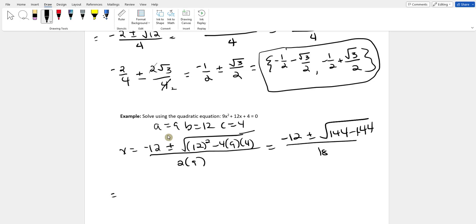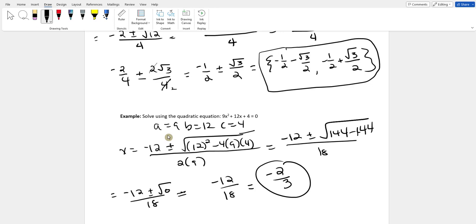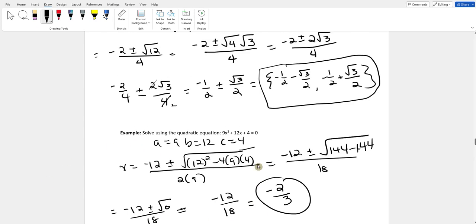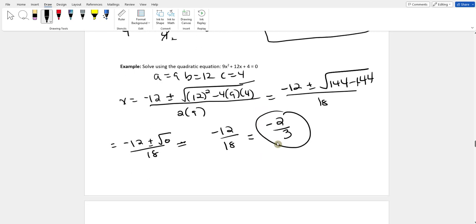Well, we know that 144 minus 144 is just going to be 0, and the square root of 0 is just 0. So this leaves me with negative 12 over 18, and this reduces into negative 2 over 3. So as you can see in the other problems, we got two answers. In this particular one, we got one answer.